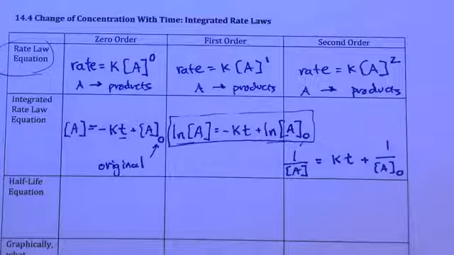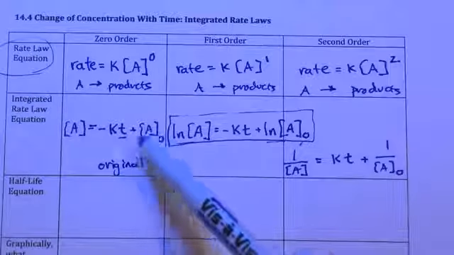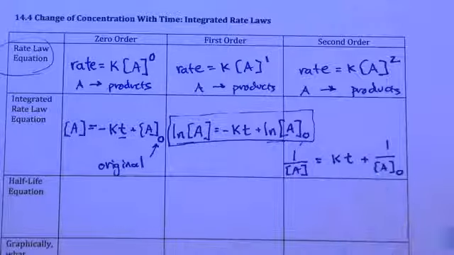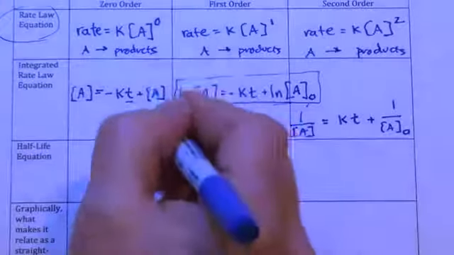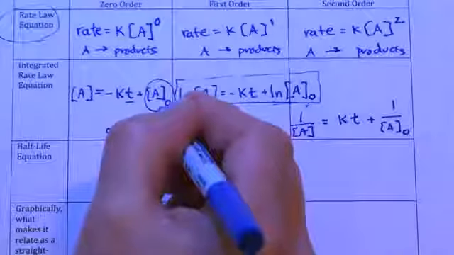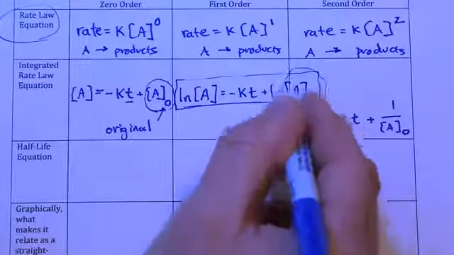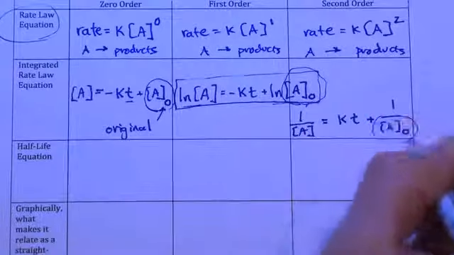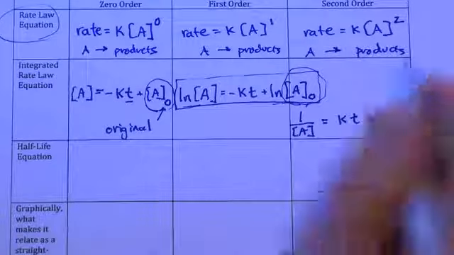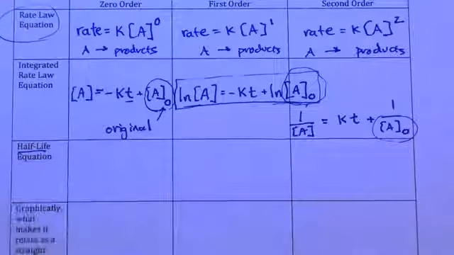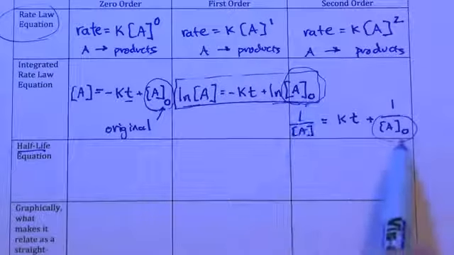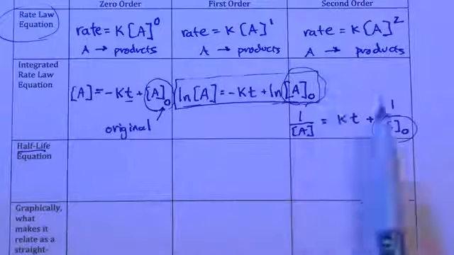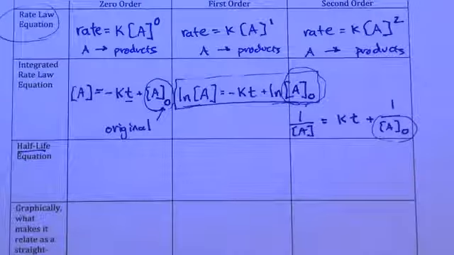Now, an interesting time occurs for every one of these instances, and the interesting time is when you have half the amount of the original stuff, or reactant, remaining. This is called the half-life. How long does it take until you have half of the original amount remaining? And for the 0th, 1st, and 2nd order equation, the half-life equation can easily be derived.